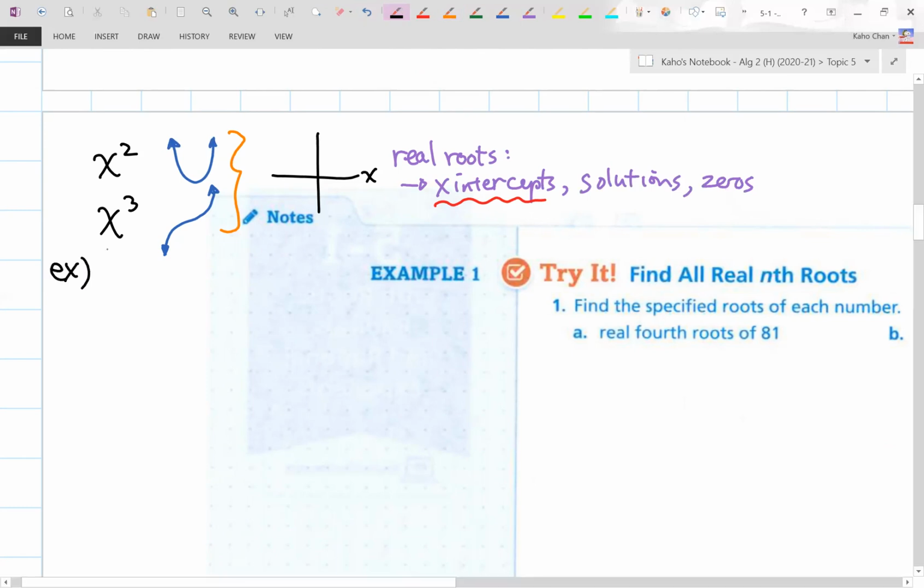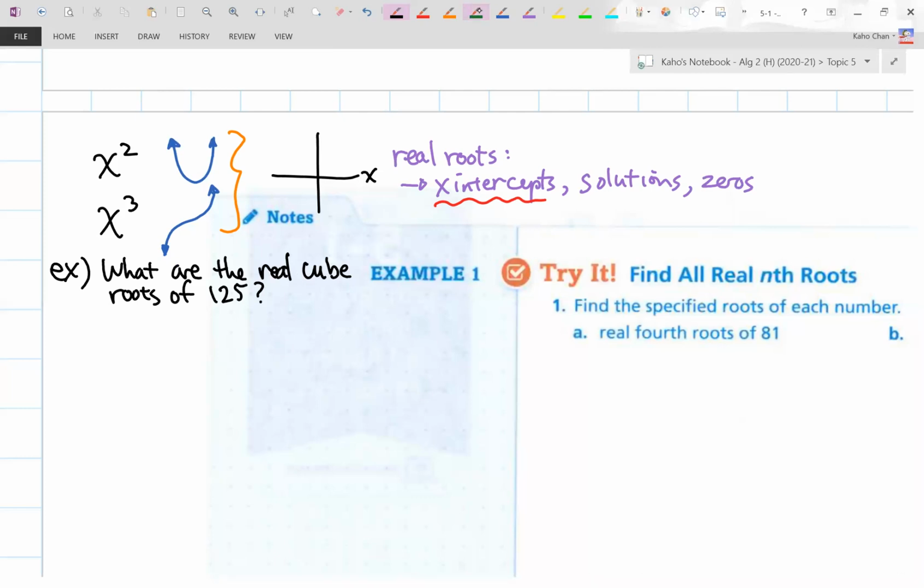What are the real cube roots of 125? They say the word real. This is basically where it crosses the x-axis. 125 is a number that looks kind of familiar. Is it related to 5? Now, how do you set this up? You have to come up with an equation. Here it is. X to the third, that's where the cube comes in, equals 125.